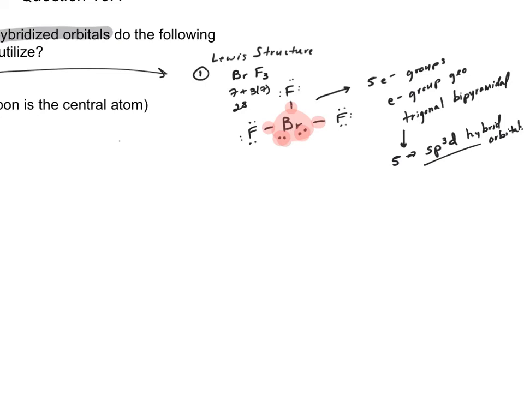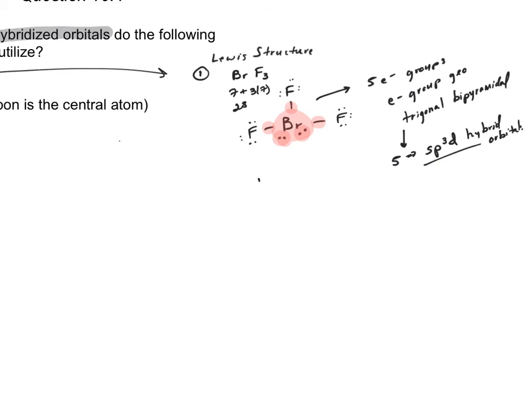And again, if you don't remember, you could go back to that table on the previous slide and look, oh, 5 electron groups, it's sp3d. So that's the answer to this question. It's 5, it's sp3d. They asked about hybrid orbitals, and that's the hybrid orbitals that it's utilizing.